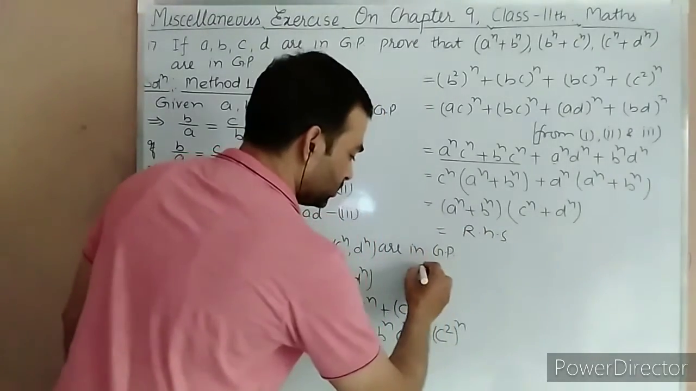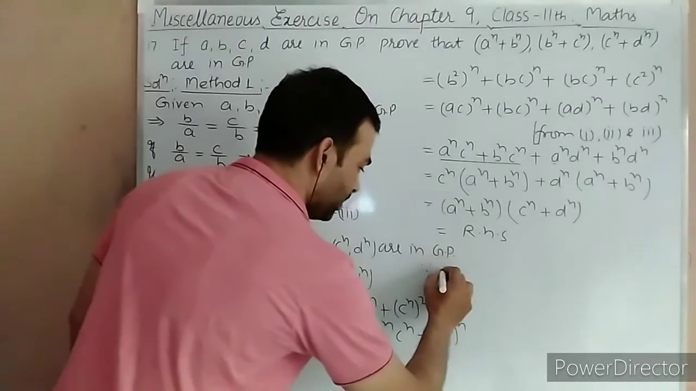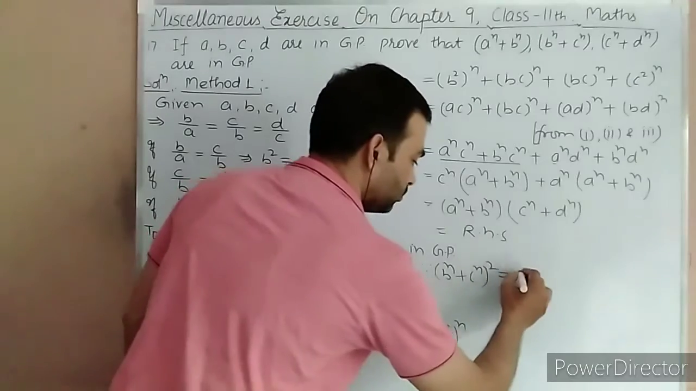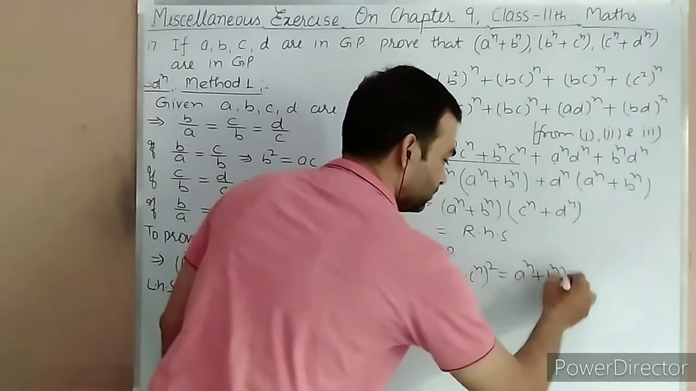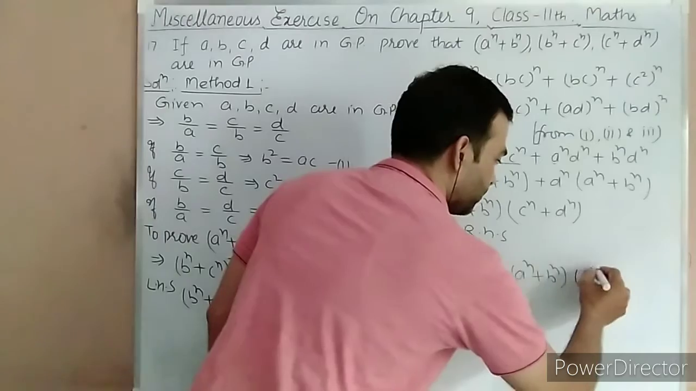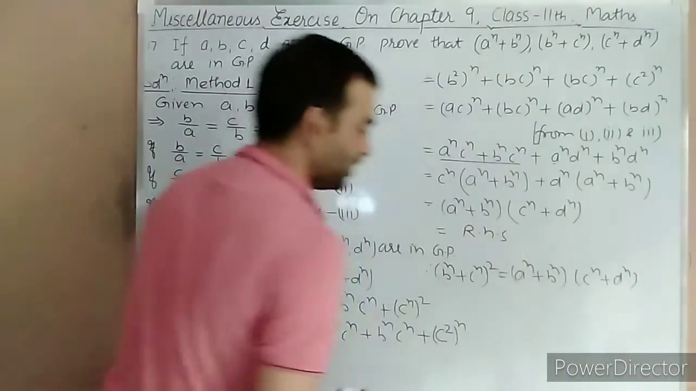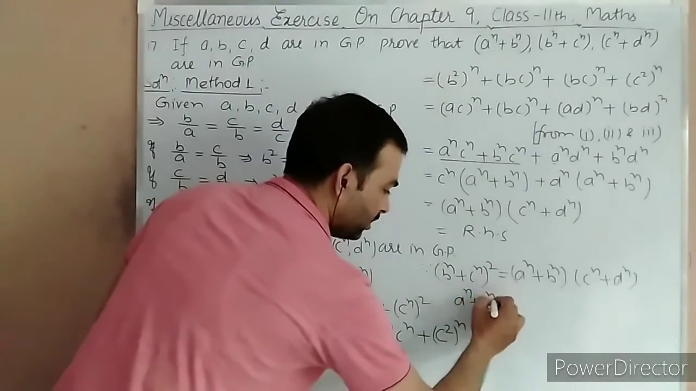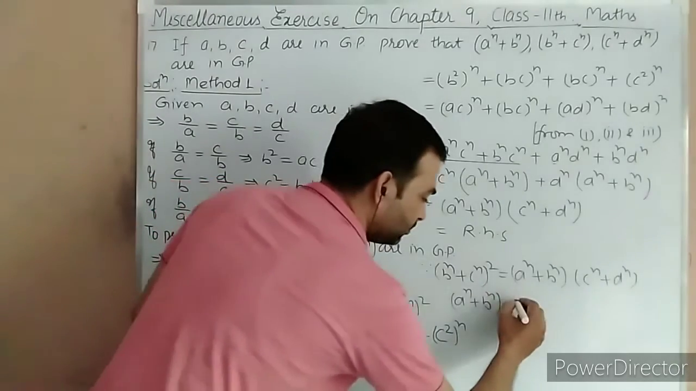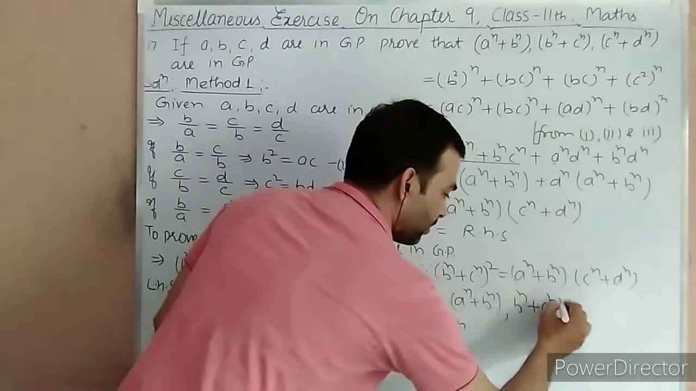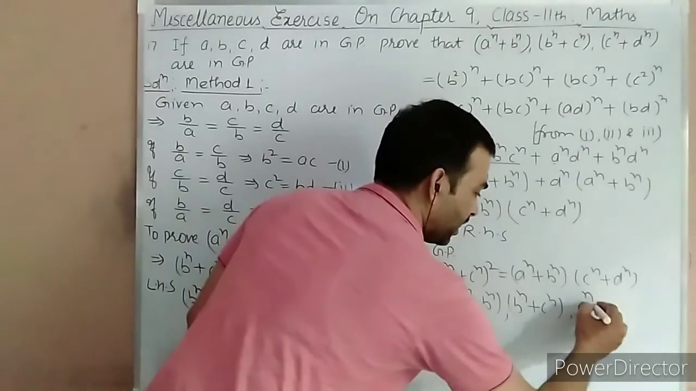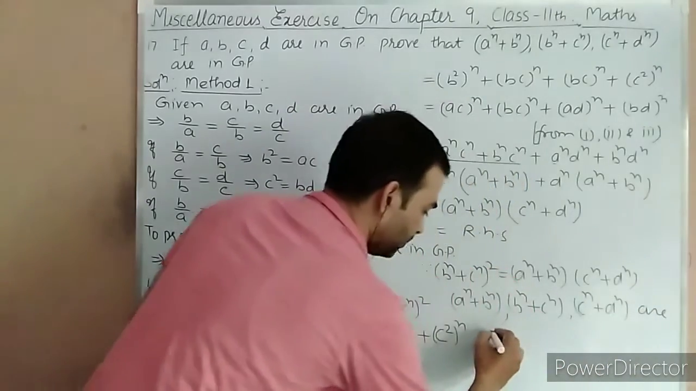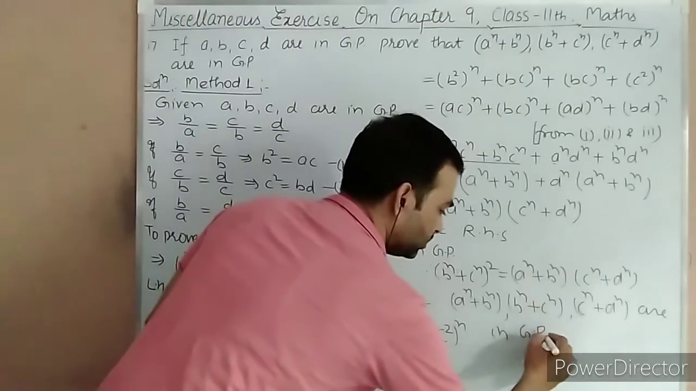So since B power n plus C power n whole square is equal to A power n plus B power n multiplied by C power n plus D power n, we can say that this is the first term, A power n plus B power n, comma, this is the second term, B power n plus C power n, comma, C power n plus D power n, form a GP. Hence proved.